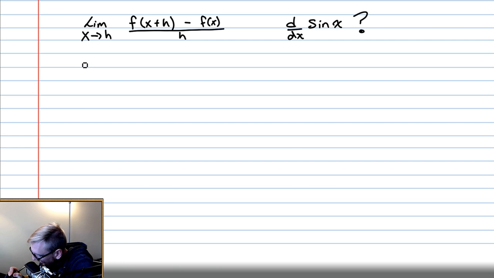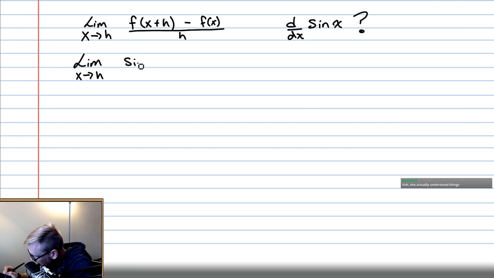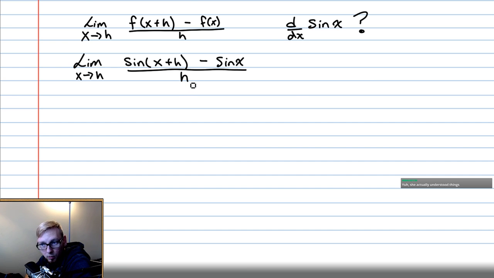We've got the limit as h approaches 0 of sine of x plus h minus sine of x over h. Okay. She actually understood it? Good. That's what I was hoping.